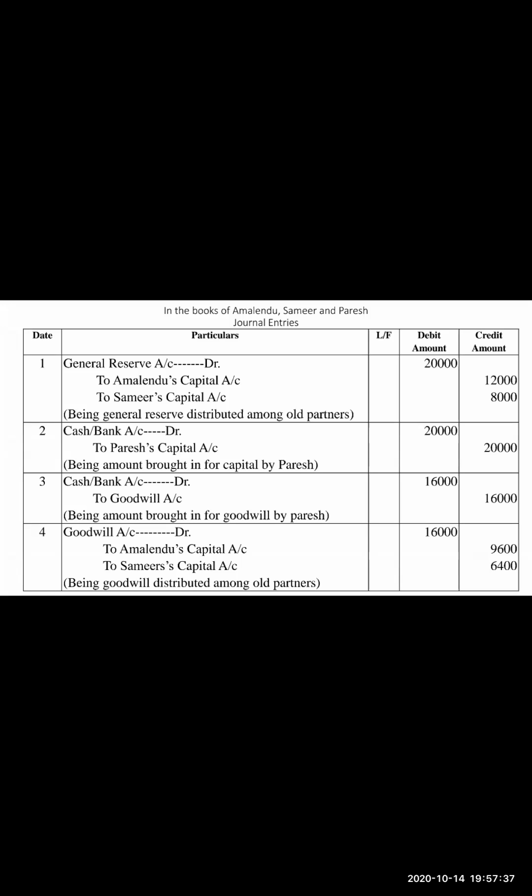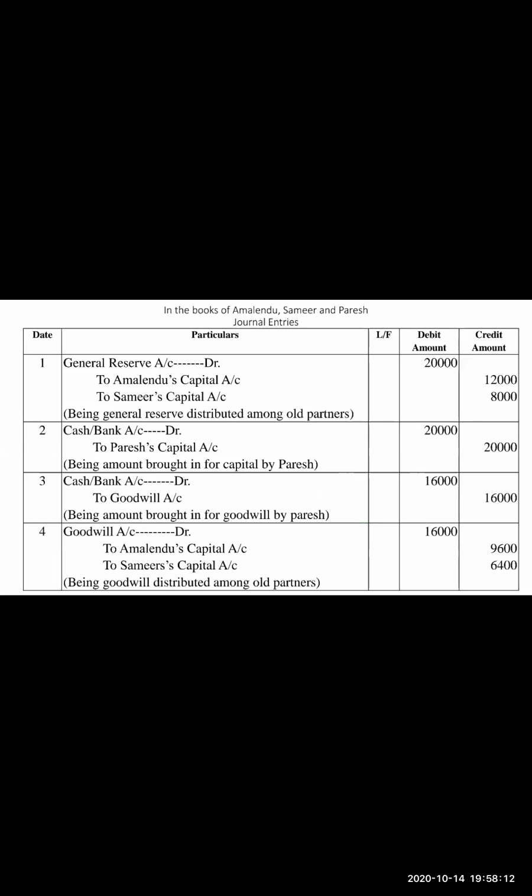Okay, so if you will see over here goodwill, the first entry will be cash or bank account debit to goodwill account. This will be your first entry. Next, goodwill account debit to MLN's capital account, to Samir's capital account, right? Withdrawn में 3 entries हैं. पहली entry क्या होगी? Cash या bank account debit to goodwill. दूसरी entry क्या होगी? Goodwill account debit to MLN's capital account, to Samir's capital account.